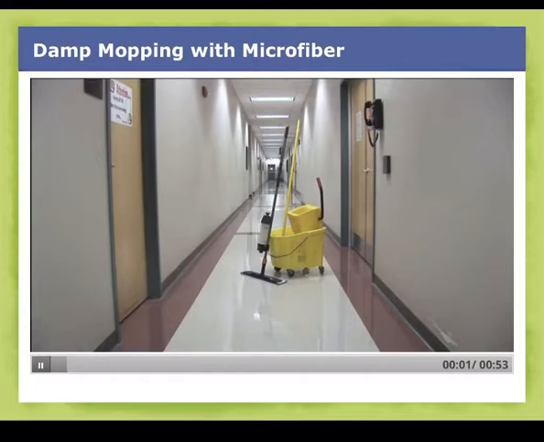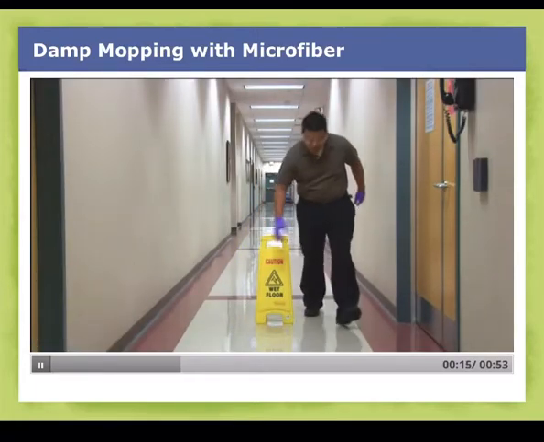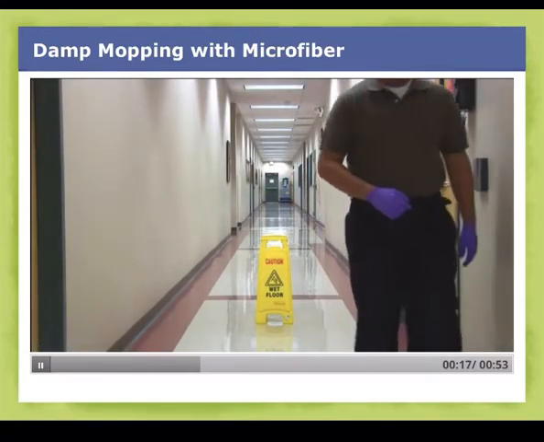You may damp mop using either a microfiber cleaning system or a mop and bucket. Each method requires different procedures. If you're using a microfiber cleaning system, follow these steps. Mark off the area to be cleaned with wet floor signs to prevent slips and unwelcome traffic.